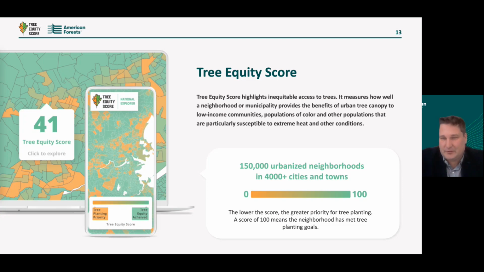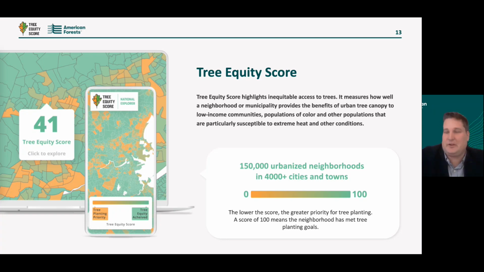So it starts with that number. It starts with Tree Equity Score. It's now in over 150,000 neighborhoods nationwide, over 400 cities and towns across the continental U.S. We are currently expanding into Puerto Rico, Hawaii, and Alaska, as well as our first two international ones in Toronto and the UK. And it's a very simple metric, a 0 to 100 scale.